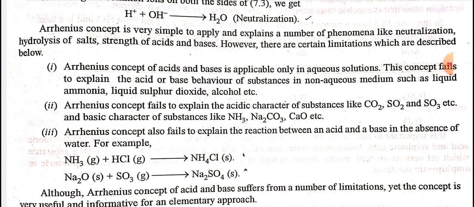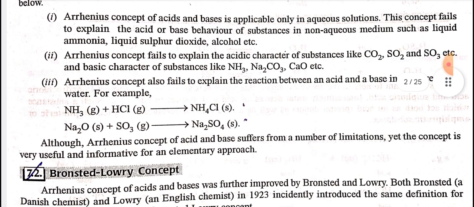Arrhenius' concept also fails to explain the reaction between an acid and a base in the absence of water. For example, ammonia plus HCl gives ammonium chloride, and Na2O plus SO3 gives Na2SO4 solid. Although Arrhenius' concept of acid and base suffers from a number of serious limitations, yet the concept is very useful and informative for an elementary approach.